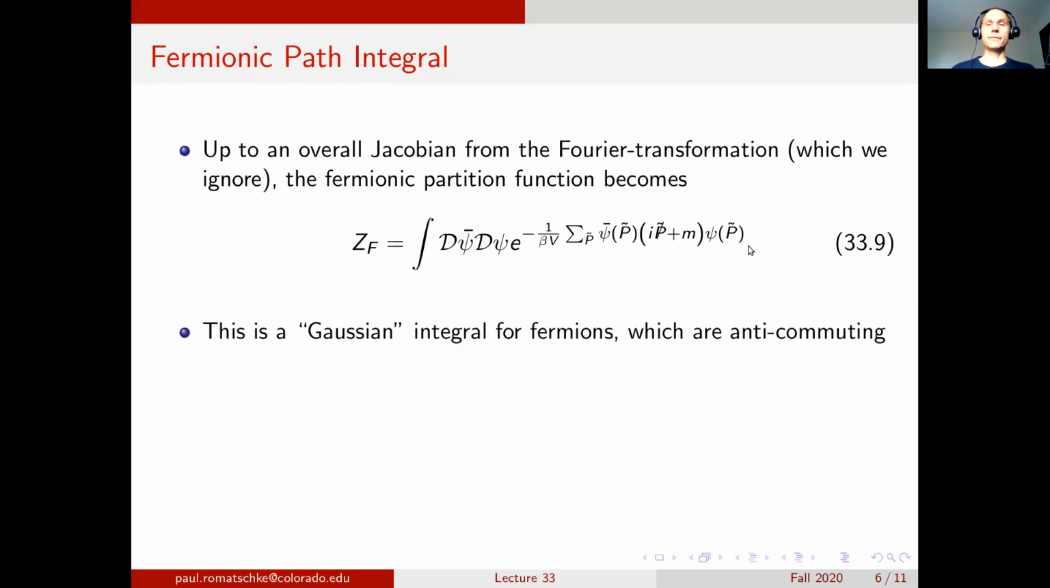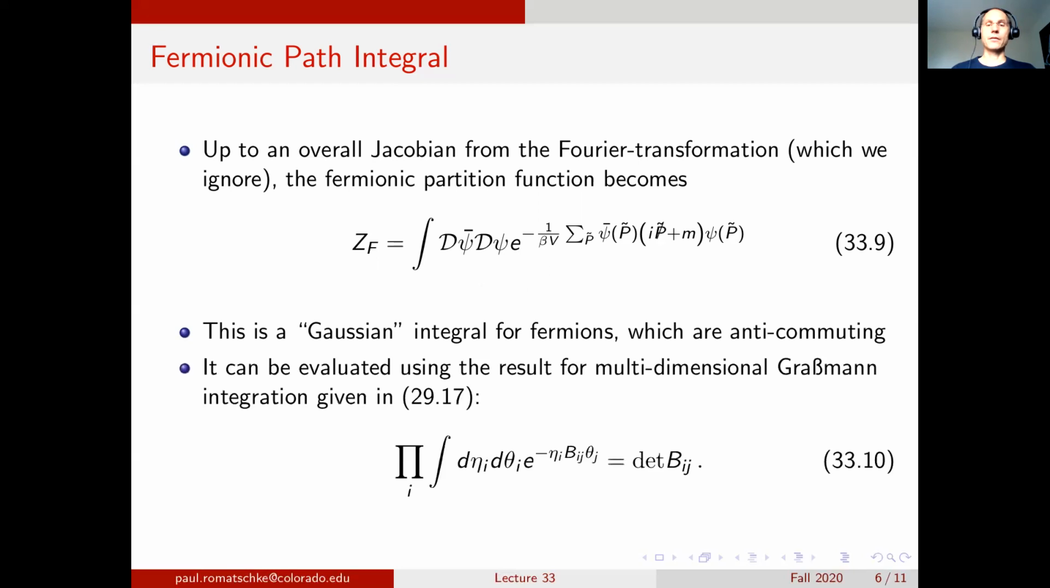Because this is bilinear in the fermionic fields, this is an example of a Gaussian fermionic integral. And as such, we can evaluate it using the rules for multidimensional Grassmann integration that we learned about in lecture 29. In particular, in equation 29.17, we found that the Grassmann integral over Grassmann fields theta_i and eta_i times the exponential of a bilinear that involves a matrix B_ij is just given as the determinant of this matrix.